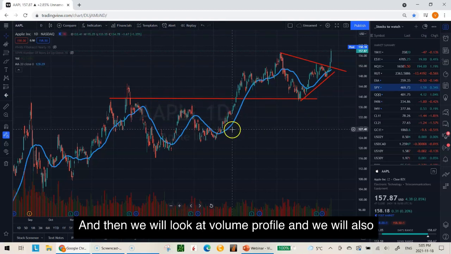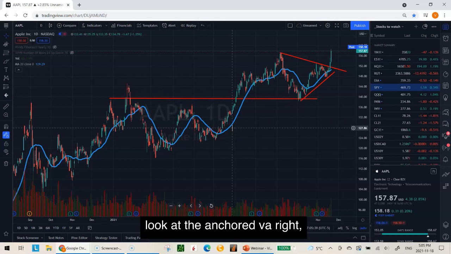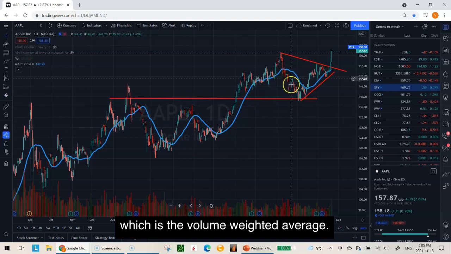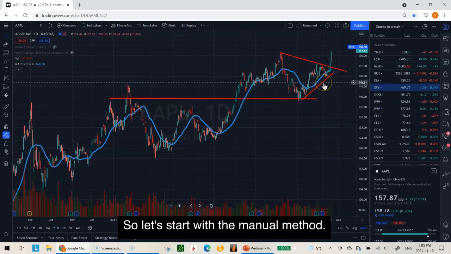And then we will look at volume profile, and we will also look at the anchored VWAP, right? Which is the volume weighted average. So let's start with the manual method.